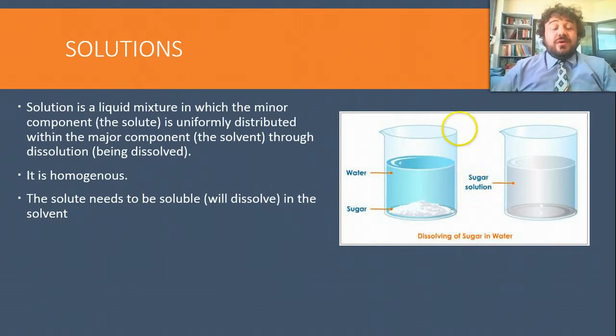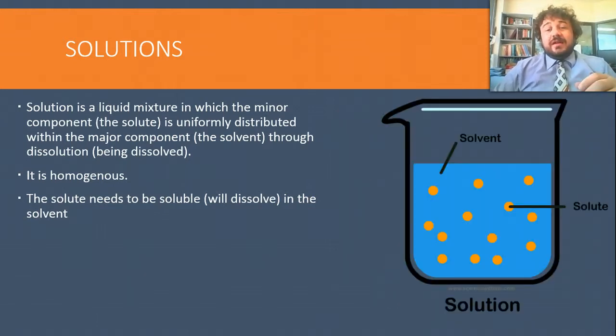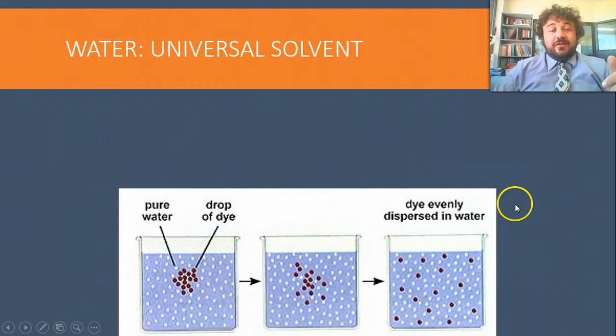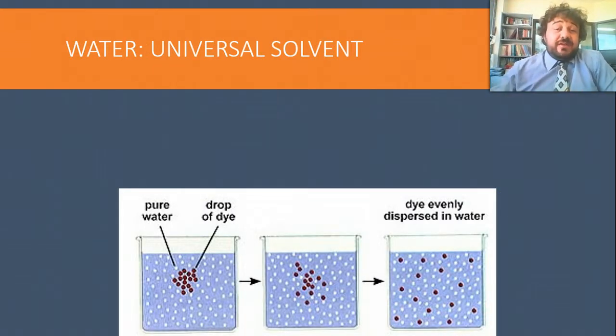Now, sugar dissolves quite well in water, but it won't dissolve very well in oil. Oil will not dissolve in water. So if it's not soluble, it will not go into solution. Now, here's a rough one. You can see the solvent we draw like this, and the solute we'll draw as little tiny particles floating around. Now, water is known as the universal solvent.